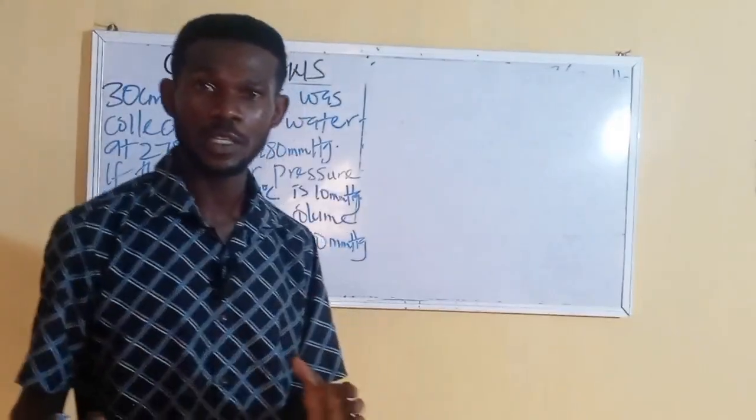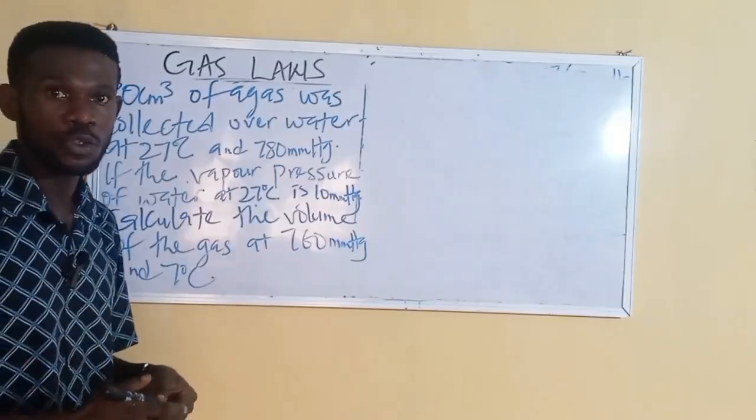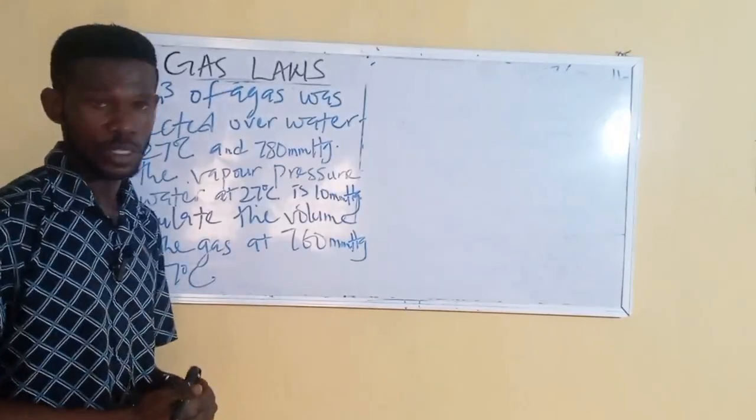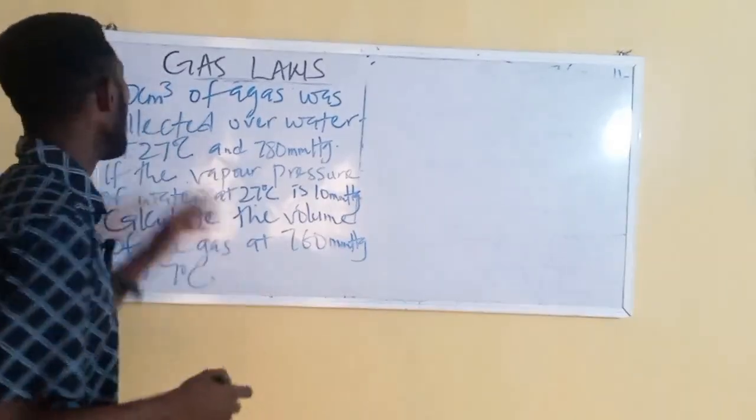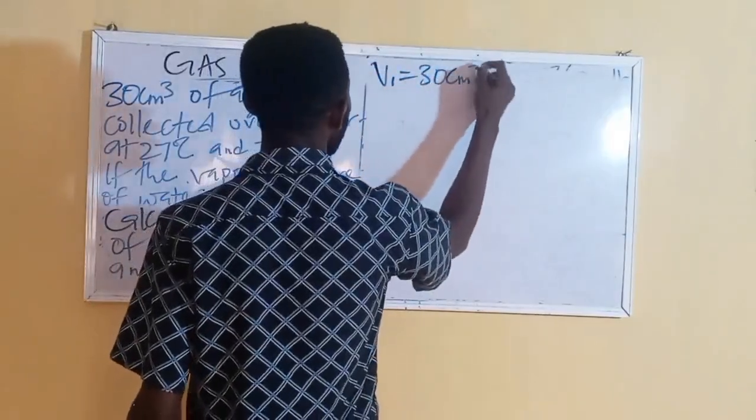You write out your parameters. Now, when you write out your parameters, then you know what parameter to look for and how to apply it on your equation. Now, let's start. The first thing that was given here was 30 centimeter cube of a gas. So that means your V1 is 30 centimeter cube.